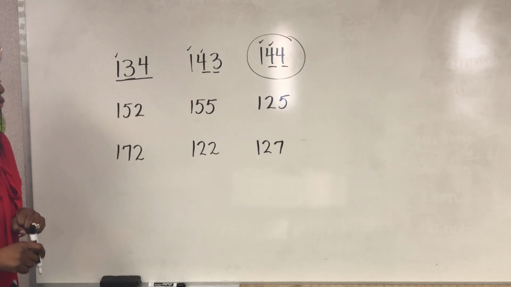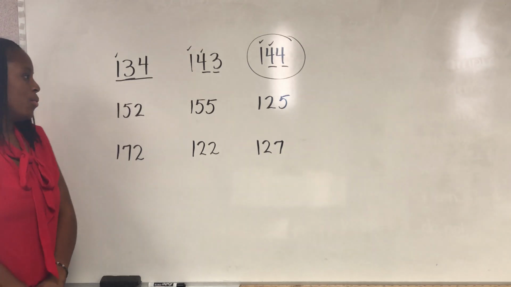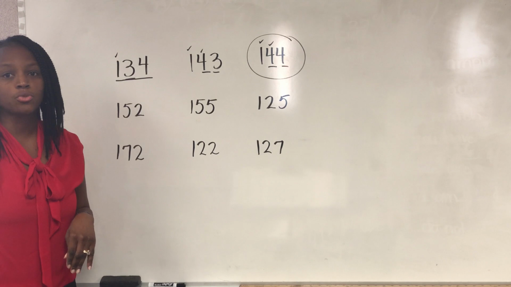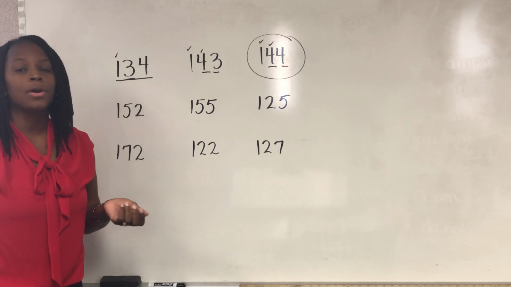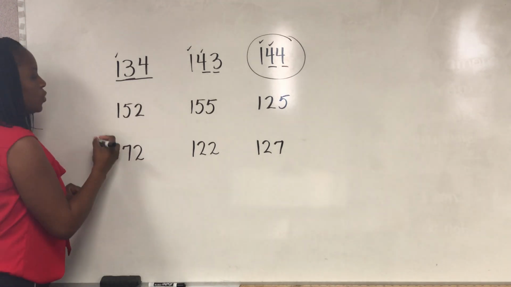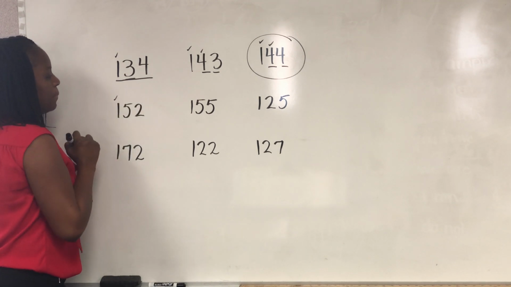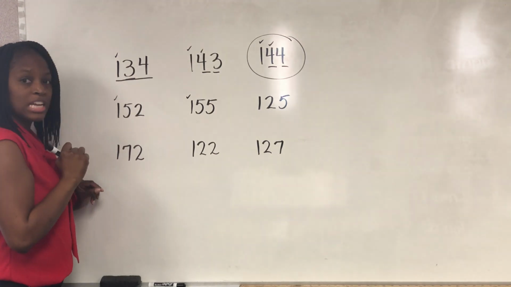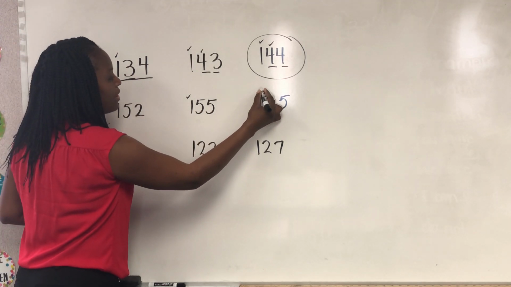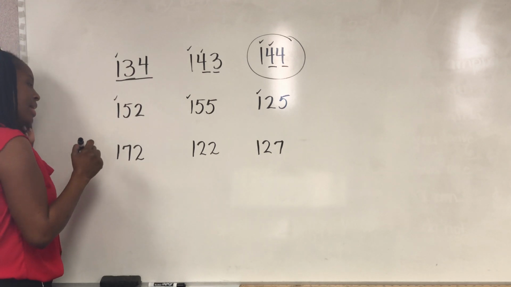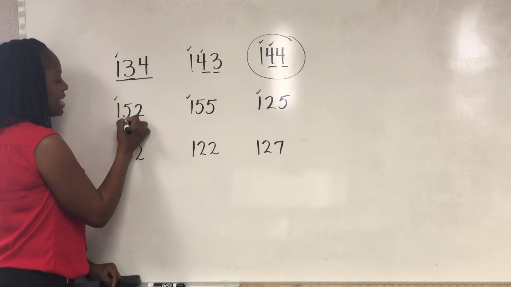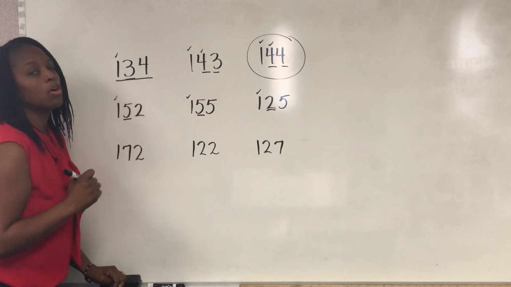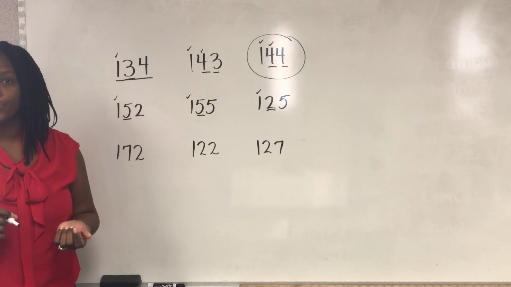We have 152, 155, and 125. Once again, we're going to compare our numbers. We're going to start with the greatest value number, which is the hundreds place. So here, 152 has a 1 in the hundreds place. 155 has a 1 in the hundreds place, and 125 has a 1 in the hundreds place. If you take a look at the tens place, we have a 5 here, a 5 here, and a 2 here. Which one is greater, 2 or 5?